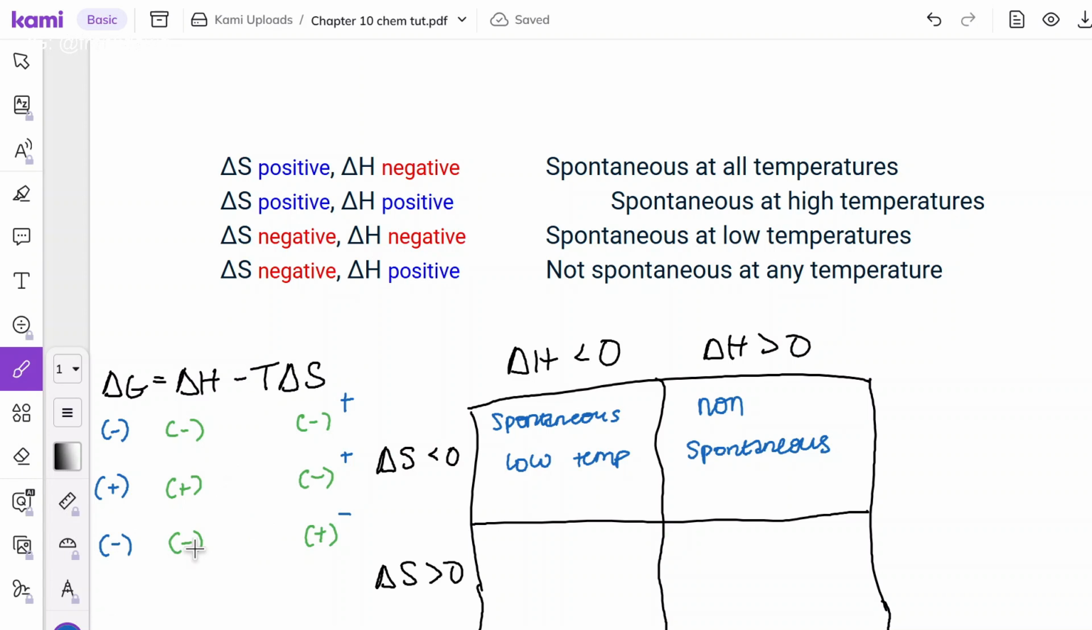because this is always going to be negative. If delta H says it's negative, it's going to be negative. And if it says the entropy is positive, that means it's going to be a negative. So since they're both negative, the temperature increasing or decreasing doesn't change this. It's still going to be a negative number, probably a larger negative number if it increases, and a lower negative number if it decreases. But the negative is still going to be there. So this row is going to be always spontaneous.